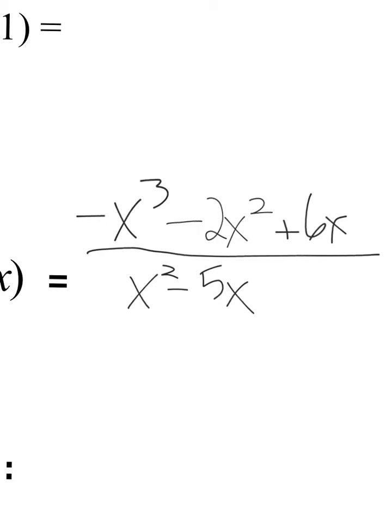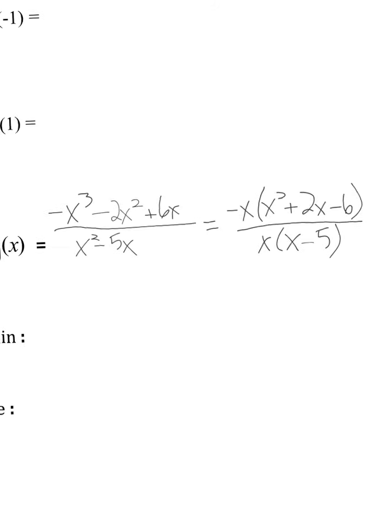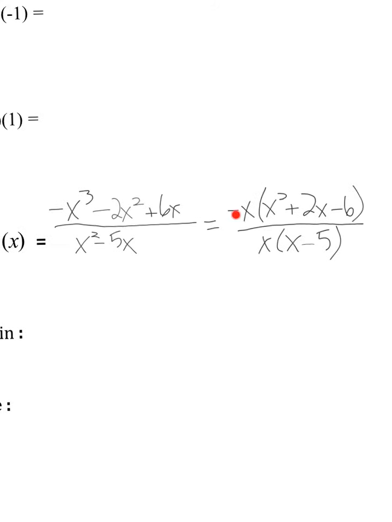So here I have it set up, negative x to the third minus 2x squared plus 6x all over x squared minus 5x. The only way you can simplify this is by factoring. These all have a common x. And since this is negative, if your front term is negative, always factor that out. These both have an x, so you can factor out a positive x. So it's going to look like this. Factored out a negative x, so that became x squared plus 2x minus 6 now. And then I factored out an x, so it's just x times x minus 5.